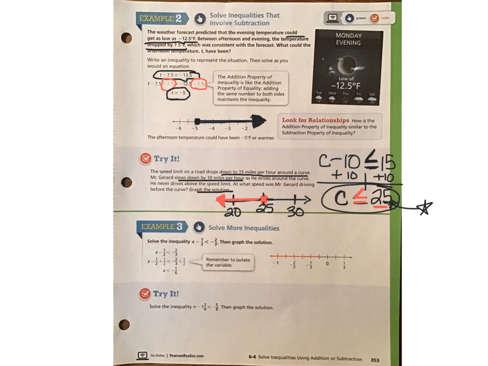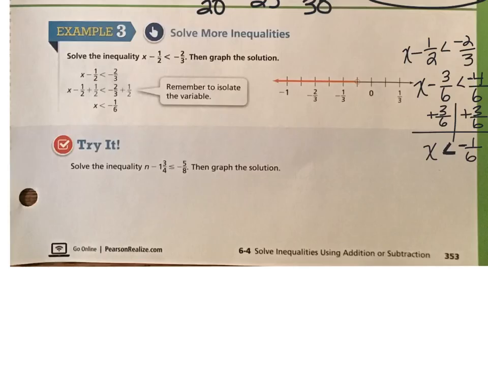Now I want you to take a look at example 3. Same type of problem here, but with fractions. And I know that not everybody likes fractions, so I'm going to take you through this one in just a second and show you how to combine the fractions using those common denominators. Then we'll complete the try it. Okay, go ahead and take a look quickly at your example 3.